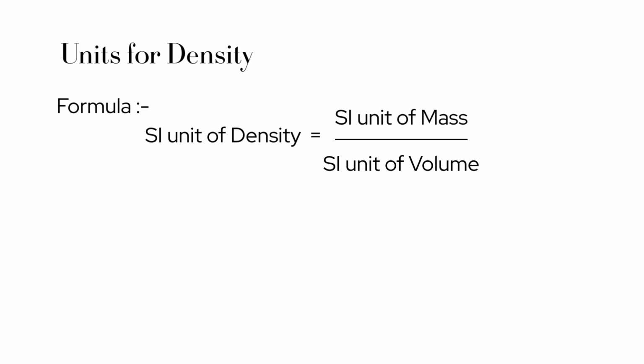Since density is equal to mass divided by volume, its unit also depends on the units of mass and volume. In the SI system, mass is measured in kilogram and volume in cubic meter. Therefore, the SI unit of density is kilogram per cubic meter. In chemistry, another commonly used unit is gram per cubic centimeter.